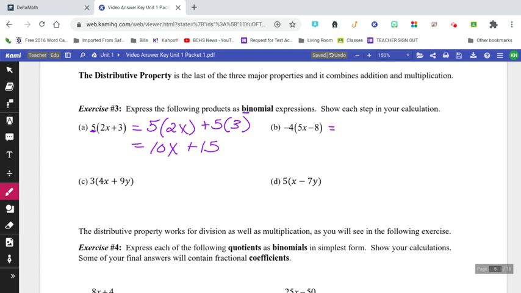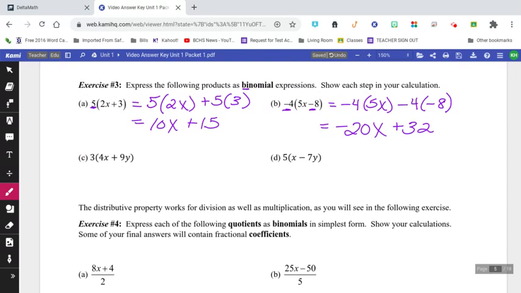So for B, we'd have negative 4 times 5x, and now we have minus 4 times negative 8. Whatever sign is in the front, bring that with it, and then whatever sign is in the middle has to be there too. So negative 4 times 5x is negative 20x. Negative 4 times negative 8 is positive 32.